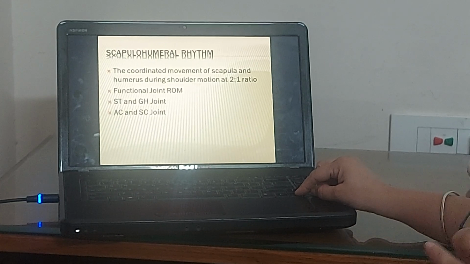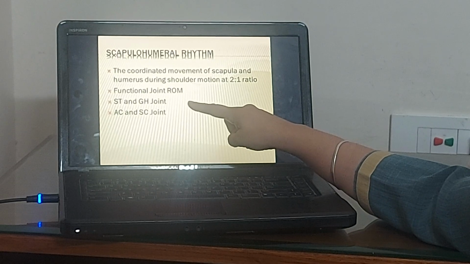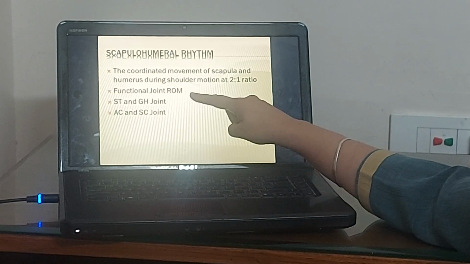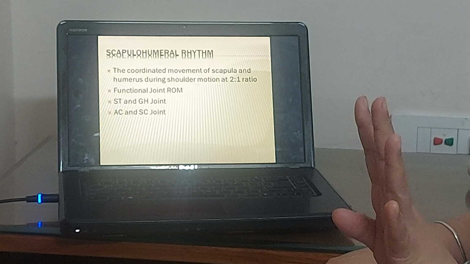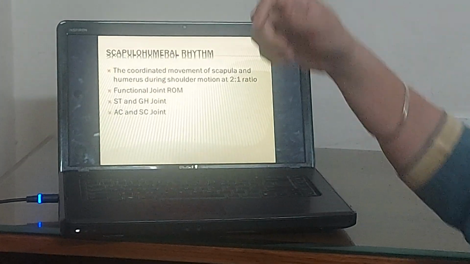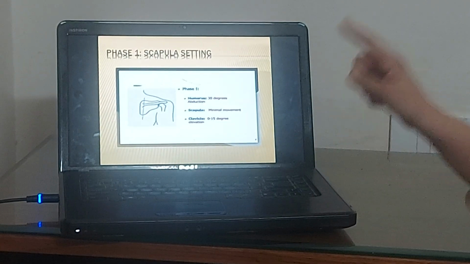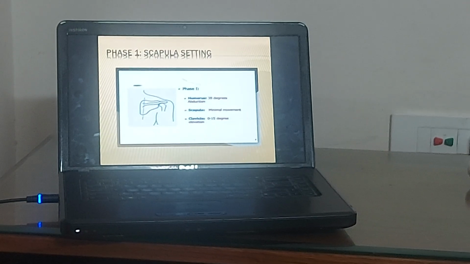So herein we will be studying about the role of ST, GT and the glenohumeral joint, as well as the AC and the SC joint. So these four joints have a very good play in the shoulder elevation movement, that is in flexion and abduction movement. Now in phase 1, this is called the scapula setting phase.